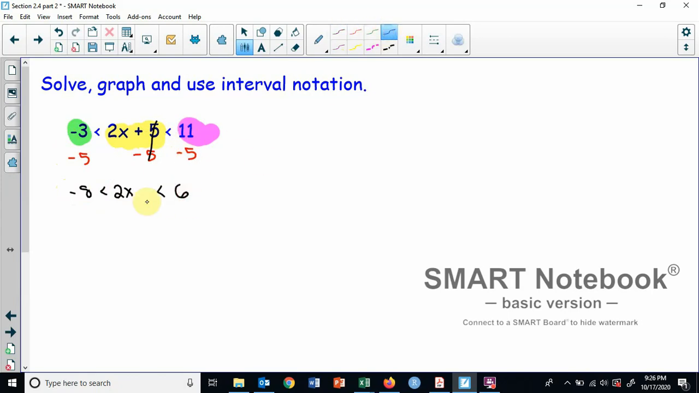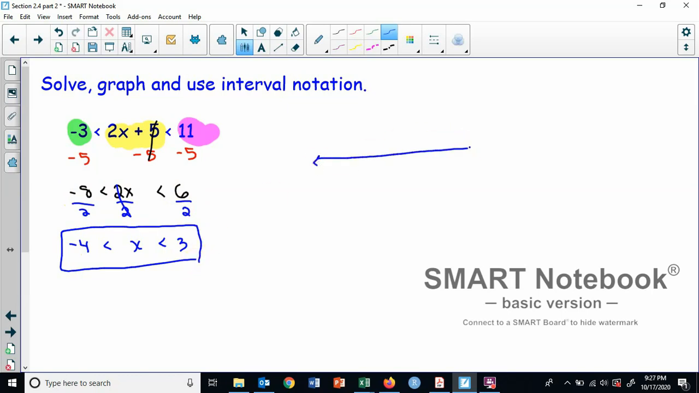So we're almost there, but is x all by itself yet? No, we still got this 2 here. So I need to divide everything by 2. Now -8 divided by 2 is -4. I'm left with just x in the middle. 6 divided by 2 is 3. So yay, I have gotten x all by itself in the middle.